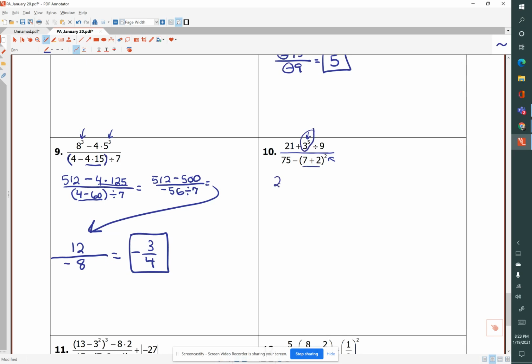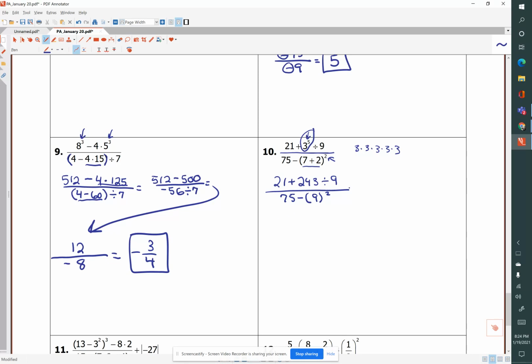So we have 3 to the fifth power, which is 3 times 3 times 3 times 3 times 3, which equals 243. And then that will be divided by 9. In the denominator, we have 75 minus, and now we have 7 plus 2, which is 9, and that will be raised to the second power.